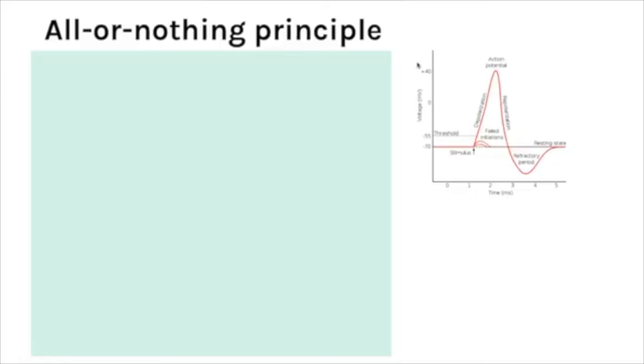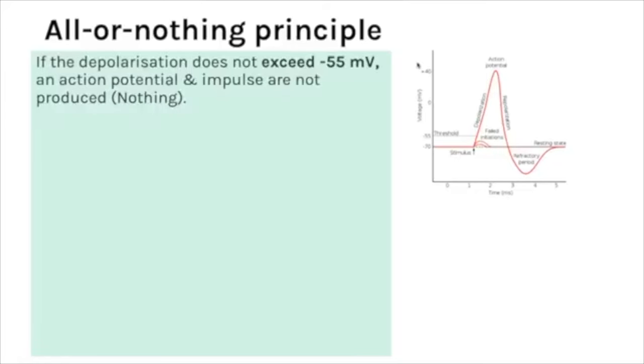Now you need to know about this all or nothing principle, and it links to the threshold. So if the axon isn't depolarized to at least minus 55 millivolts, which is the threshold to cause the rest of the action potential to be generated, then the impulse will not be produced. So what we mean by the nothing part of the principle is, if the stimulus isn't large enough to cause a voltage increase to at least minus 55 millivolts, then nothing more will happen. And that's what this bit is showing you here, some failed initiations of an action potential.